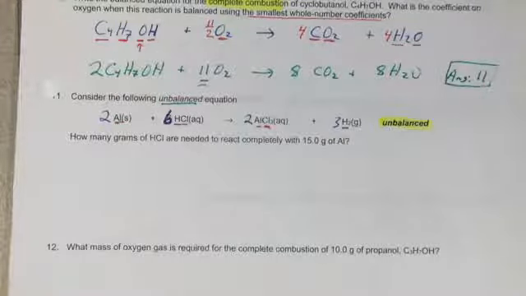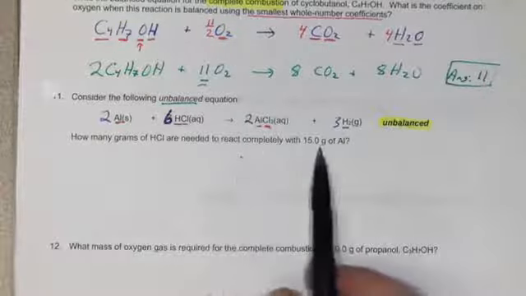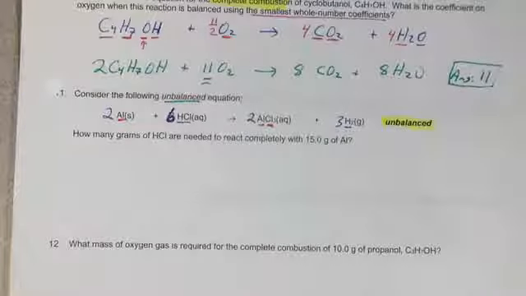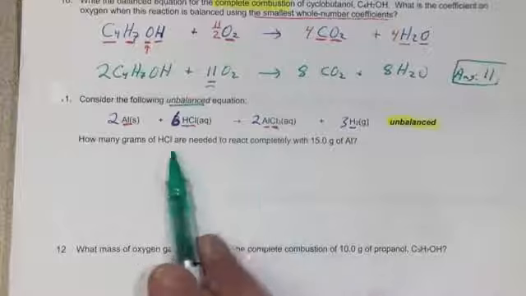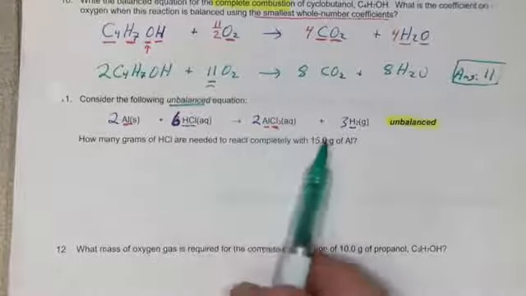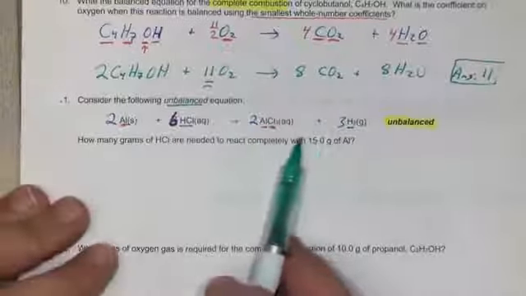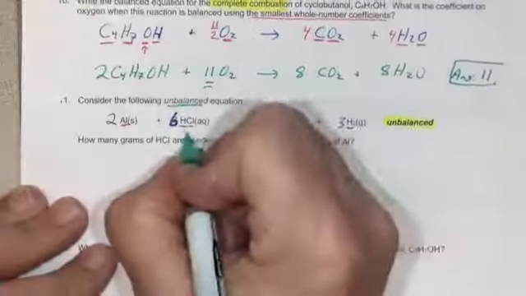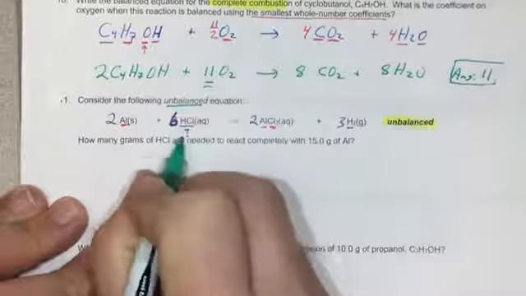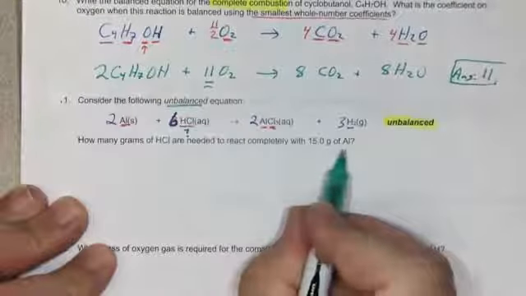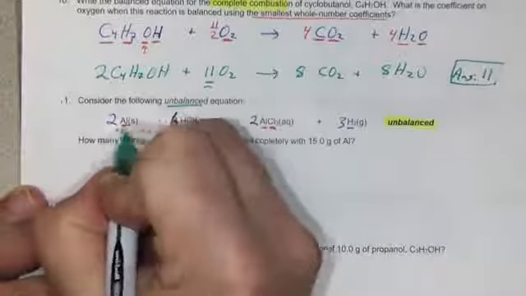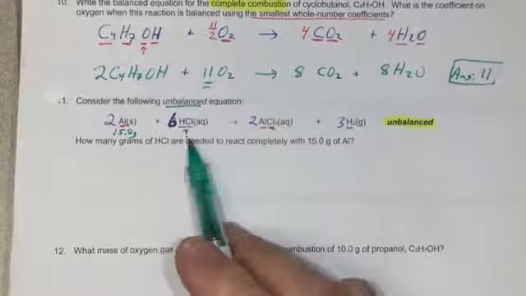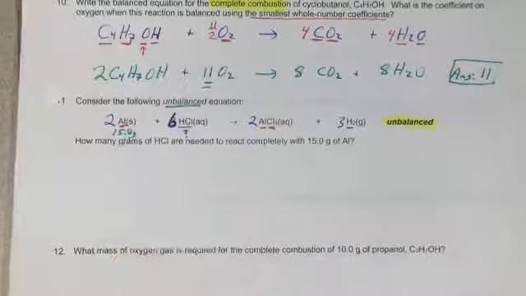This says how many grams of HCl are needed to completely react with 15 grams of aluminum. Now, one thing that I find helpful sometimes when you have a balanced equation is underneath each substance I can write down what's given and what I need to know. I need to know the number of grams of HCl, so I'm going to put a question mark under HCl. And I have 15.0 grams of aluminum. So this is what I want to know. This is what's given, 15 grams of aluminum.